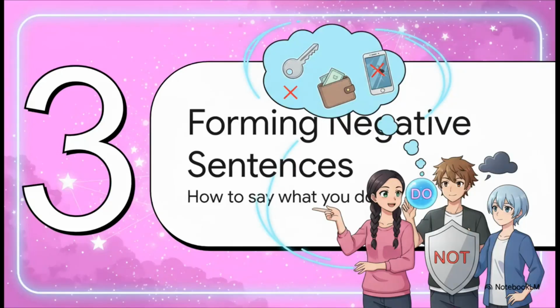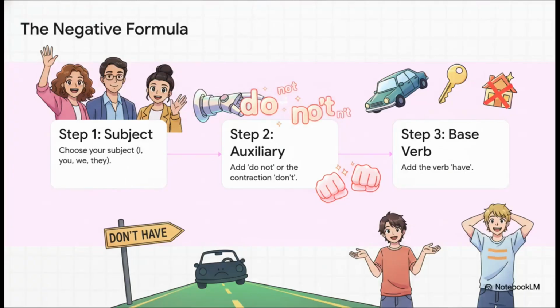All right, so you've totally mastered positive statements. But what about when you want to say what you don't have? Well, in English, we can't just throw in the word not. We need a little helper verb to come in and do the job for us. And that little helper is called an auxiliary verb. For the present tense, it's the verb do. So the formula is pretty easy. You take your subject, add do not, or what you'll hear way more often, the contraction don't, and then you just add the base verb have. So I have a car becomes I don't have a car.